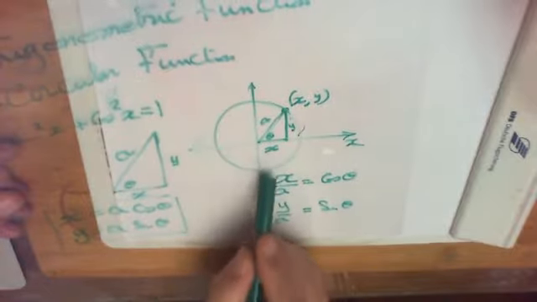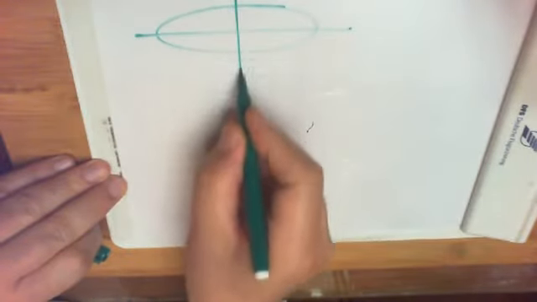Now, this is a circle. Also, we have many important curves in real life. For example, this is what we call an ellipse.